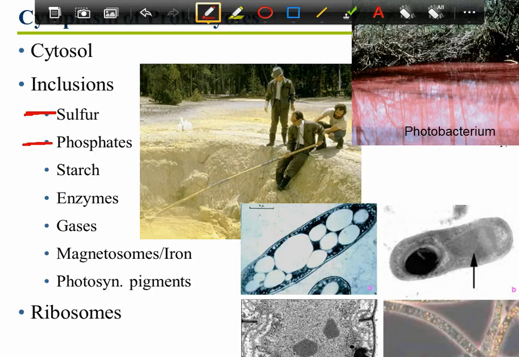Phosphates, starches and glycogen, things like that. These things are mainly involved with energy. The cell uses them as stored energy molecules.